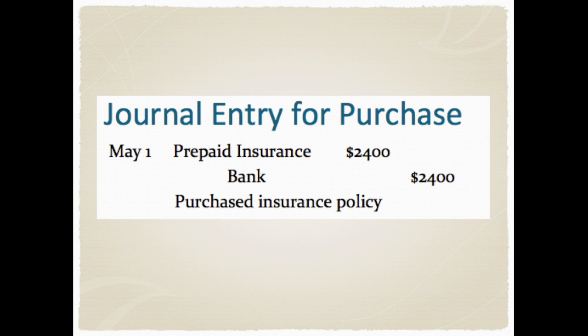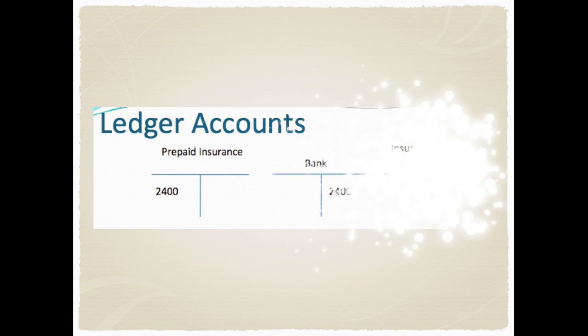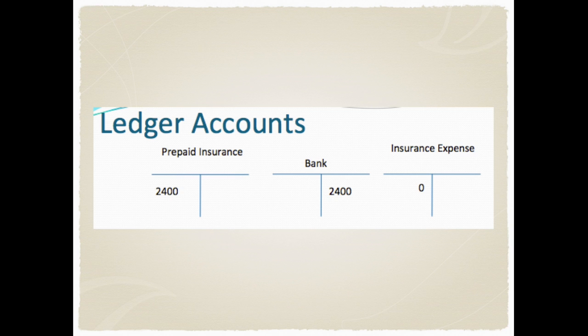So this is a journal entry for when we bought prepaid insurance. Since prepaid insurance is an asset account, it is debited and bank would be credited since you bought the insurance and your bank balance went down. So the ledger accounts for this would be shown as such. Bank would be credited by $2,400, prepaid insurance would be debited, and insurance expense would remain zero for now.